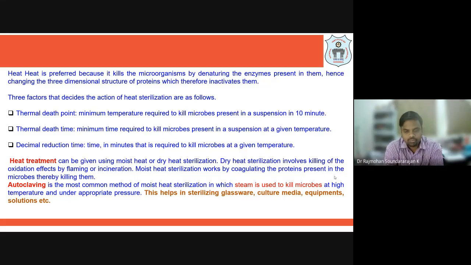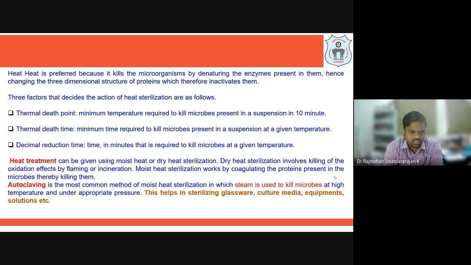It is the minimum temperature required to kill the microbes present in a suspension in 10 minutes. So that is the temperature required. What is the minimum temperature required if you are able to kill the microorganisms present in a system within 10 minutes? If you are able to kill it in 10 minutes, that temperature is called the thermal death point.